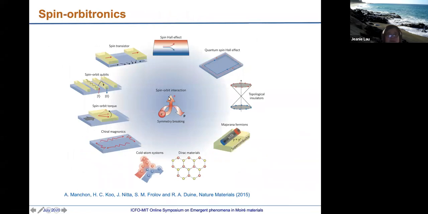There's now a word called spin-orbitronics, and spin-orbit coupling can be used to engineer a number of topological or spintronic devices, for example spin-orbit torque, spin-orbit qubits, magnonics, the quantum spin Hall effect, etc. There's a nice review article in Nature Materials from 5 years ago. But of course, the community always has a sort of love-hate relationship with spin-orbit coupling.